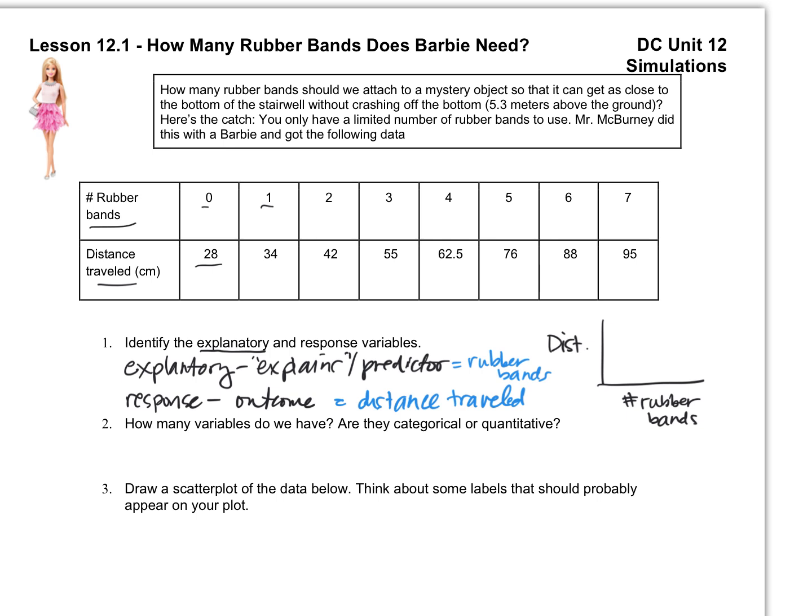So far, so good? So this is my x and this is my y. All right, how many variables do we have? 2. Very good. And are these variables categorical or quantitative?